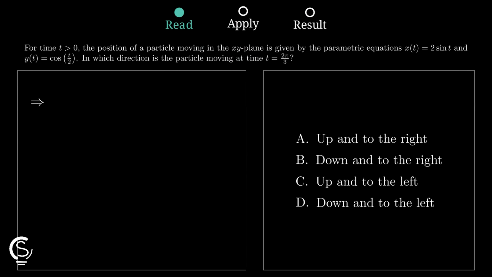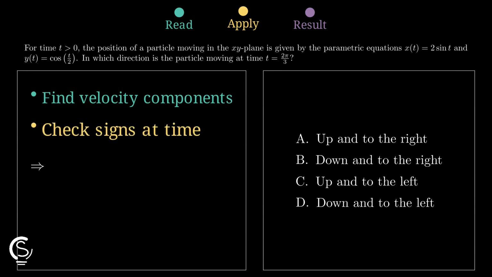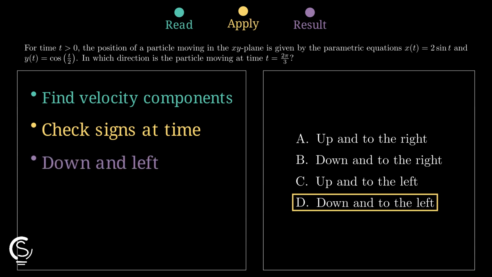dx over dt equals 2 cosine t, and dy over dt equals negative 1/2 sine of t over 2. Now plug in t equals 2 pi over 3. Then dx over dt is 2 cosine 2 pi over 3, which is negative, and dy over dt is negative 1/2 sine of pi over 3, which is also negative. Both velocity components are negative, so the particle is moving left because x is decreasing and down because y is decreasing, which matches one choice.